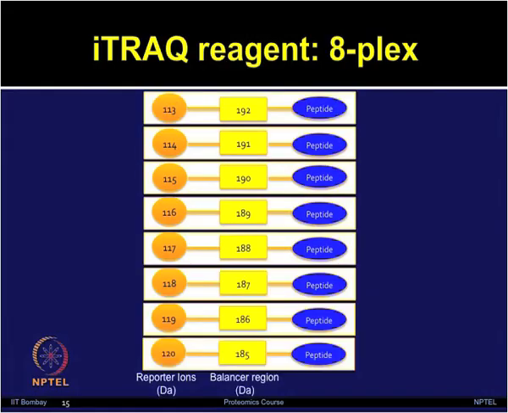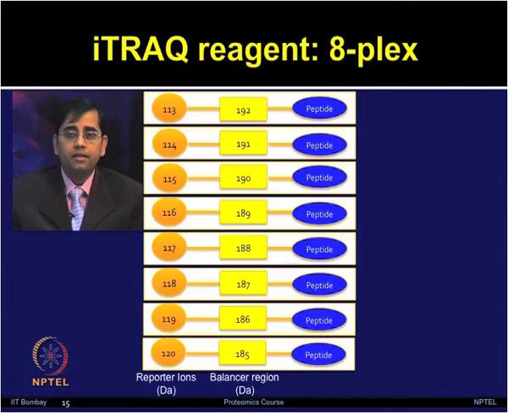Now, let us look at the structure of the iTRAQ 8-plex reagent. In 8-plexing, for the reporter ions the variable mass is from 113 to 120 Dalton, and the balancer region is from 185 to 192 Dalton, so that the total mass of the isobaric tag remains 305.